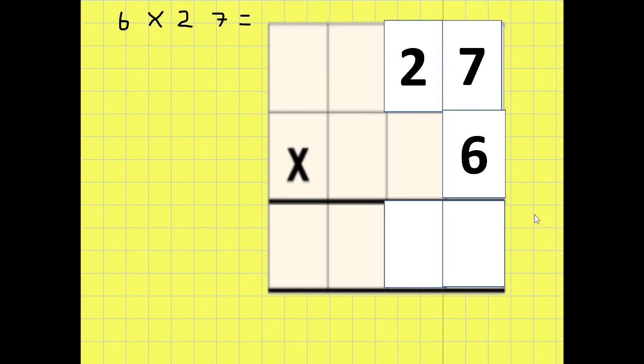Okay, so let's go through. So we're going to start with 7 times 6. Okay, so I'm putting my 2 in that column and my 4 over in the next column, exchanging it.